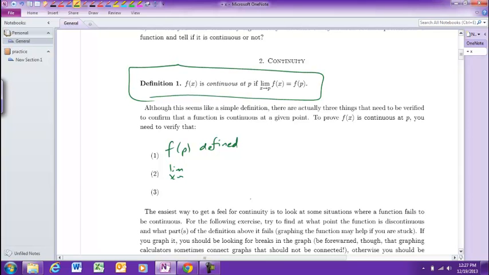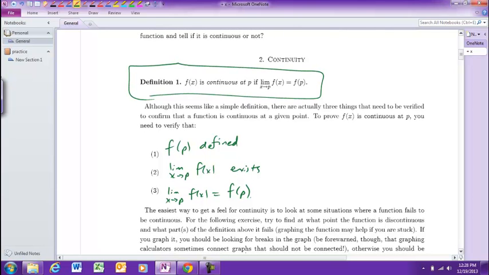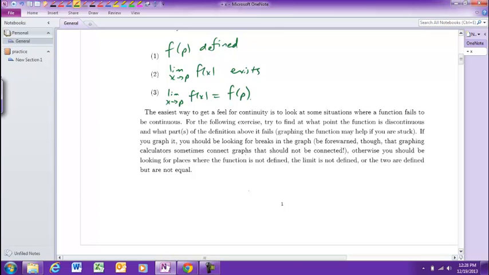The second thing is we need to have the limit as x approaches p of f of x exist. Okay, so we need to have this side exist, and we need to have that side exist. And the third thing, it's not just that they exist, but they have to actually equal one another. And most functions are continuous almost everywhere. Most functions we'll deal with are going to be continuous in most places, and there'll be one or two spots maybe where they're not continuous.